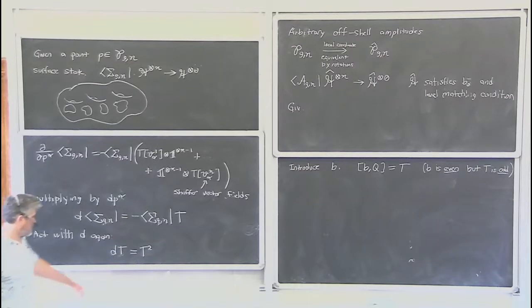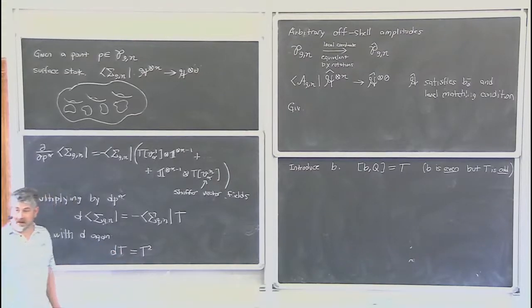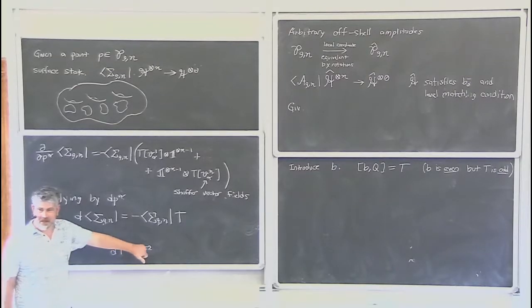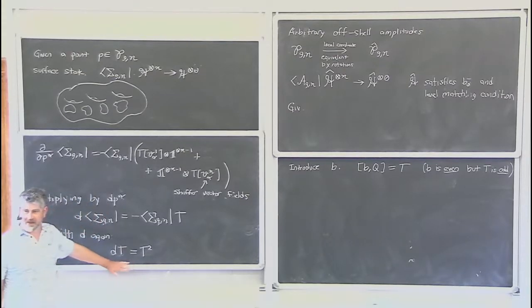So it's important that T is odd. But T squared is not zero because the energy momentum tensor has non-trivial OPE with itself. So the Virasoro algebra is not abelian, and because of this, we have some anti-symmetrization here, but that just computes commutators of the Virasoro generators. So this is basically the Maurer-Cartan equation.